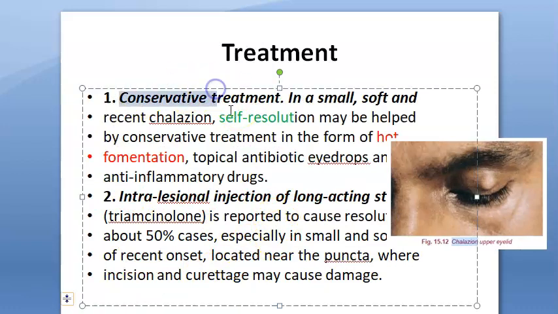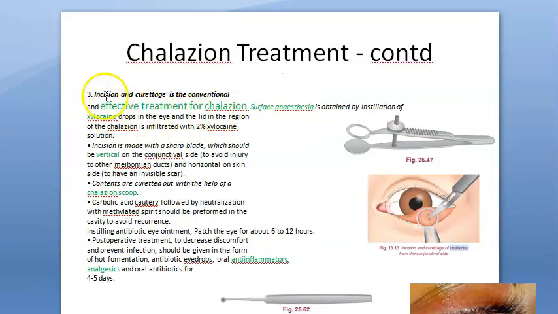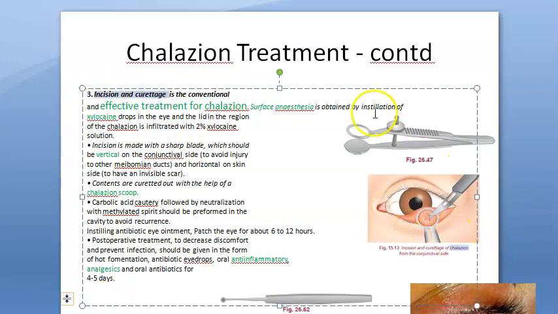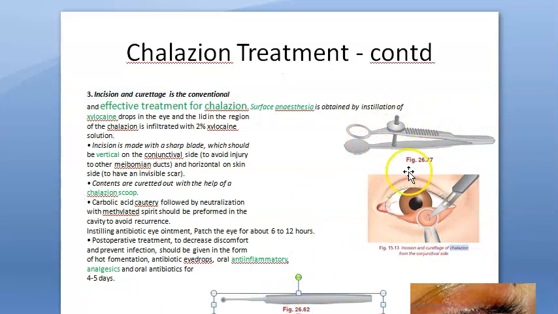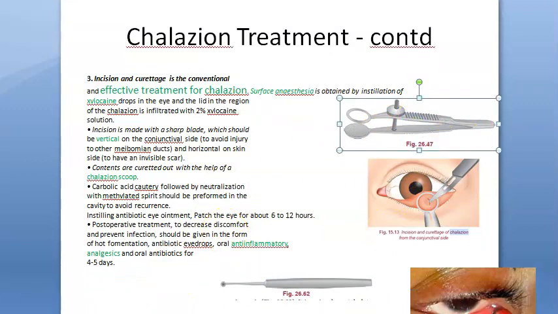So how will you treat it? Conservatively: self-resolution, hot fomentation, intralesional injection of triamcinolone, and then they'll do incision and curettage with special equipment like, what is this? Scoop, chalazion scoop. This one is the chalazion scoop. What is this one? This is a chalazion holding clamp or something. Wait, I'll tell you.